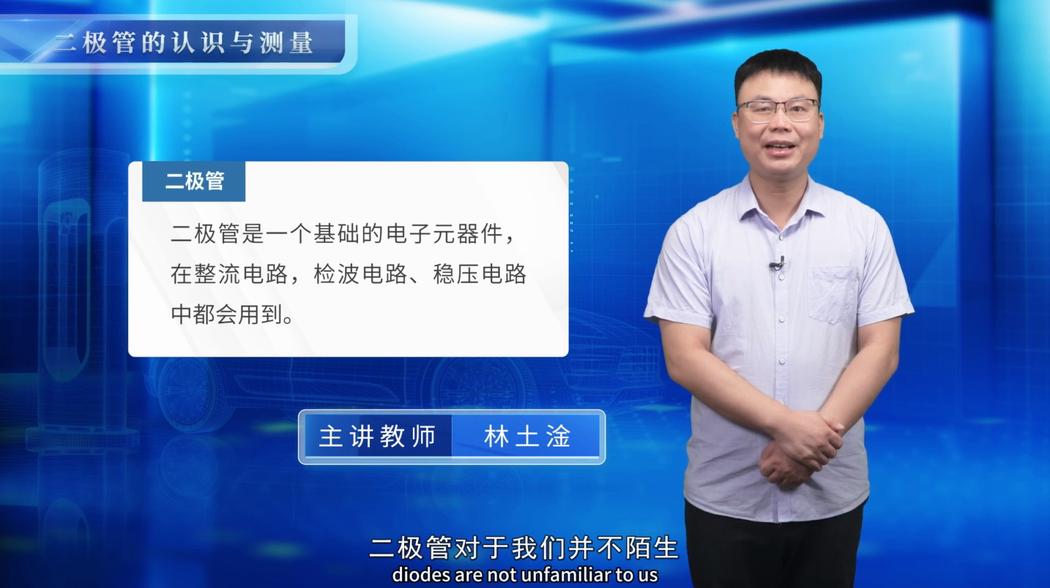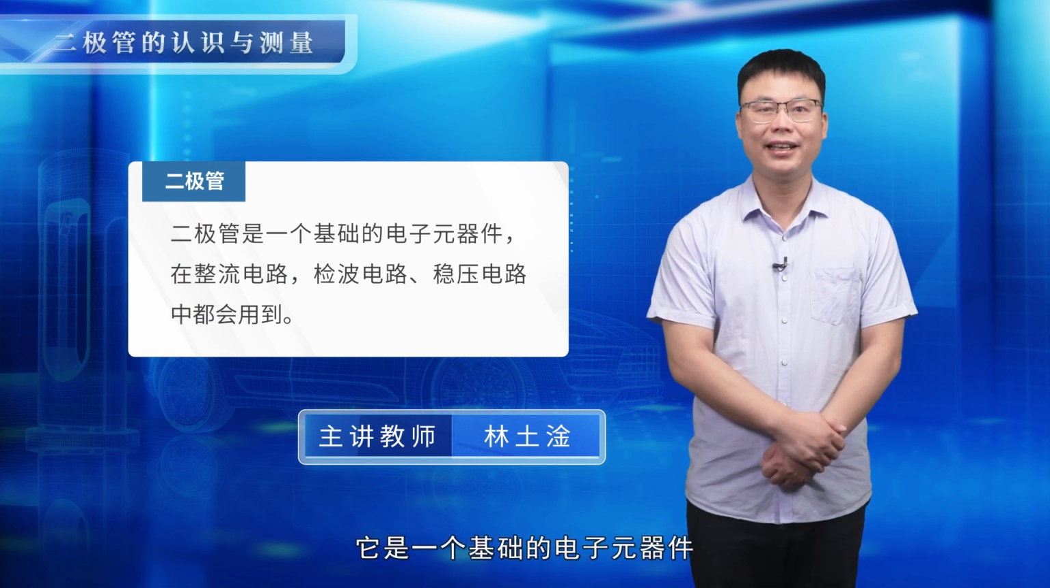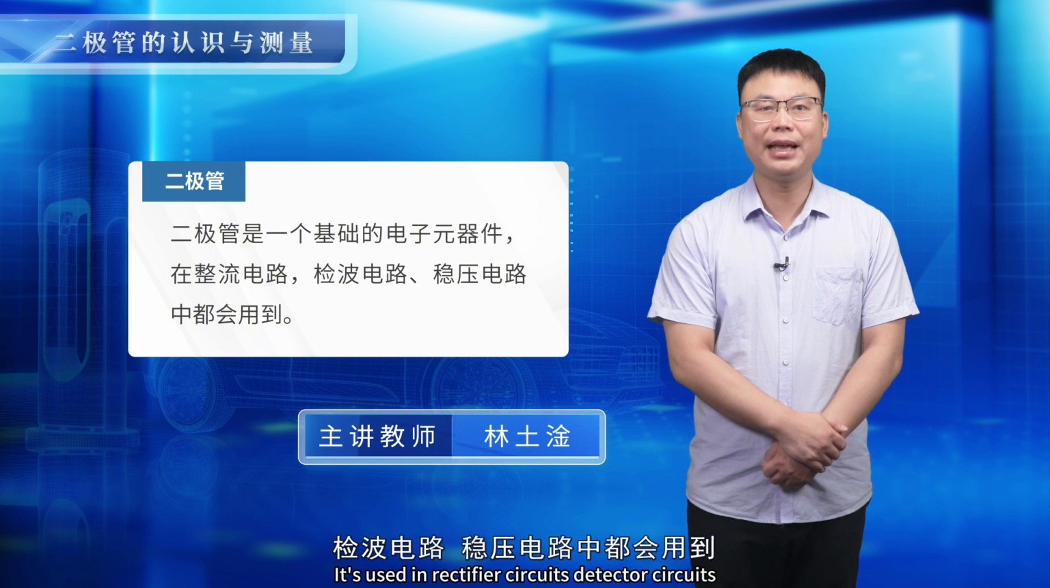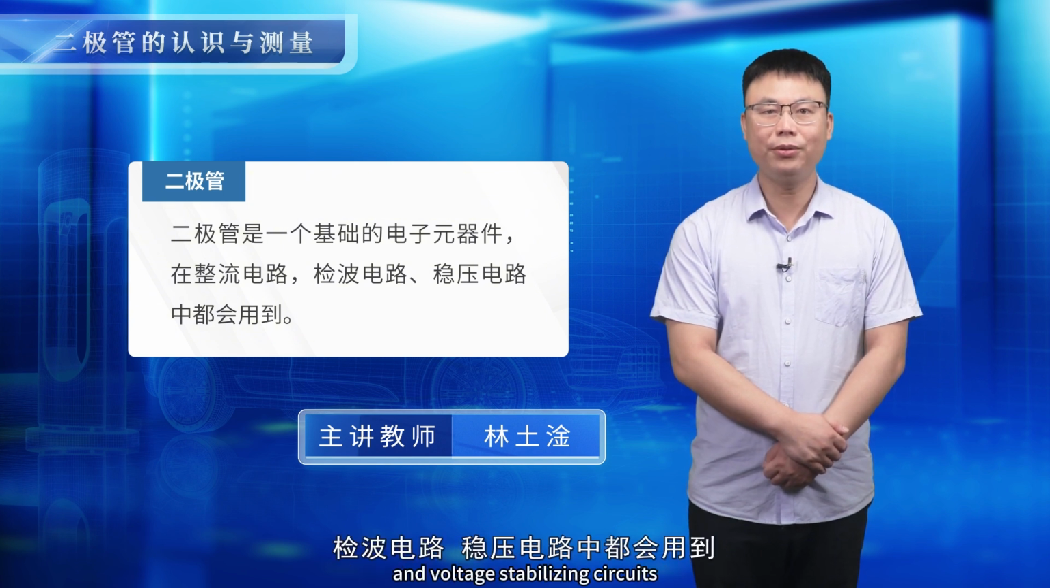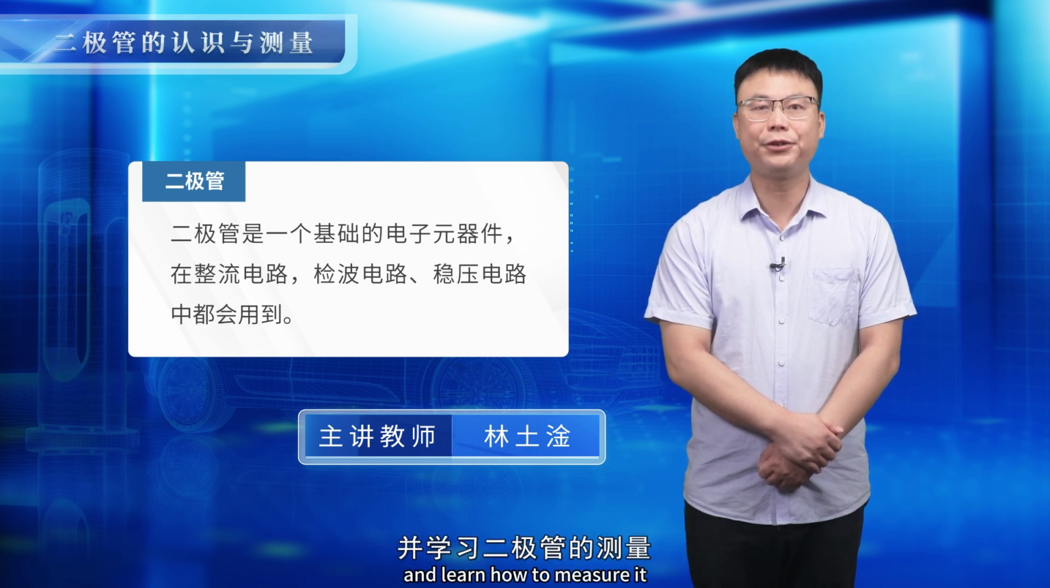Diodes are not unfamiliar to us. It is a basic electronic component. It's used in rectifier circuits, detector circuits, and voltage stabilizing circuits. In this class, the teacher will take you to know diodes and learn how to measure them.